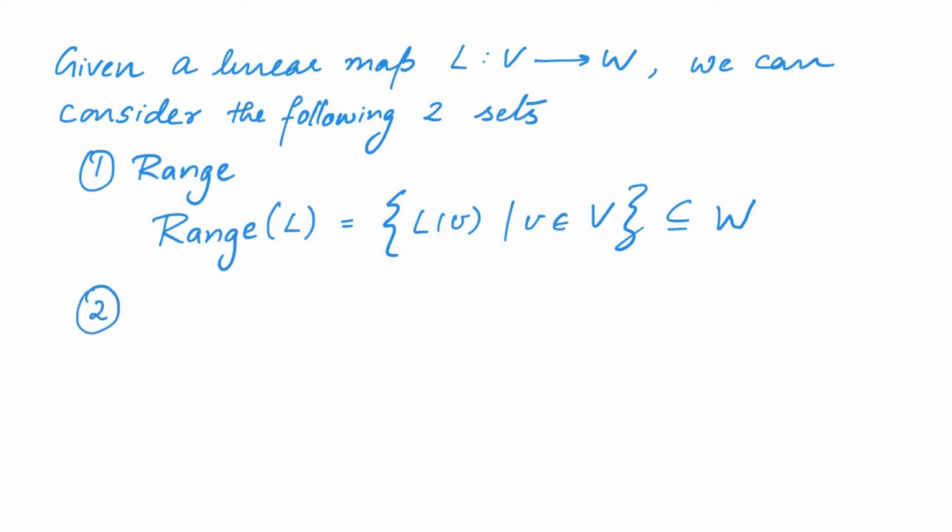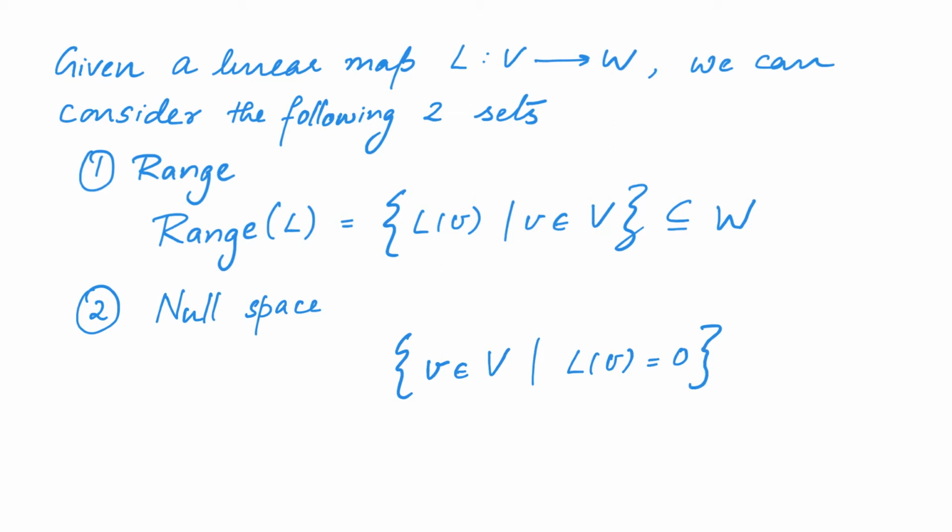The next set of interest is not something that can be made sense of for a function between two sets. It inherently uses the extra structure that is there in a vector space. Recall that the zero vector is very special. Therefore, it makes sense to look at all vectors in V that are mapped to the zero vector in W. This set is called the null space. For simplicity, we will denote it as null of L. Once again, we will prove that this is a vector subspace of V.